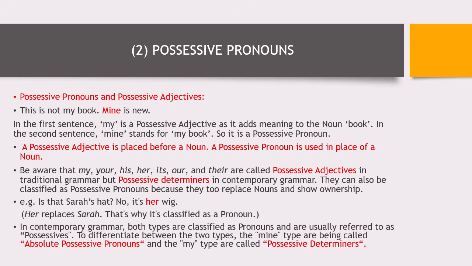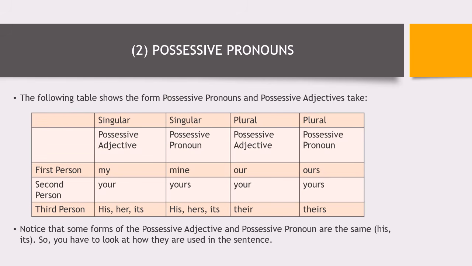In contemporary grammar, both types are classified as pronouns and are usually referred to as possessives. To differentiate between the two types, the mine type are being called absolute possessive pronouns, and the my type are called possessive determiners.